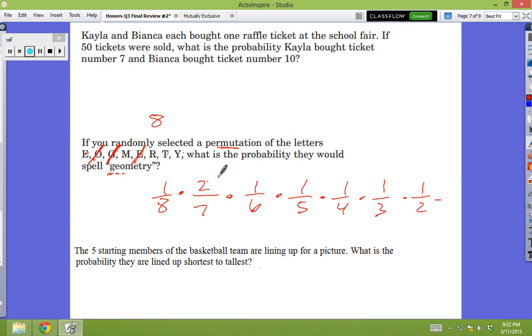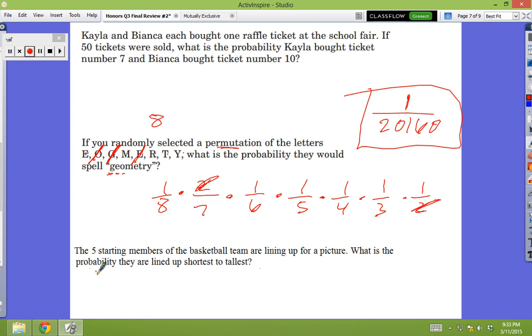So this 2 is going to kill this 2. So 8 times 7 times 6 times 5 times 4 times 3, and that is giving you 2,160 different outcomes. But only one of those outcomes spells geometry.